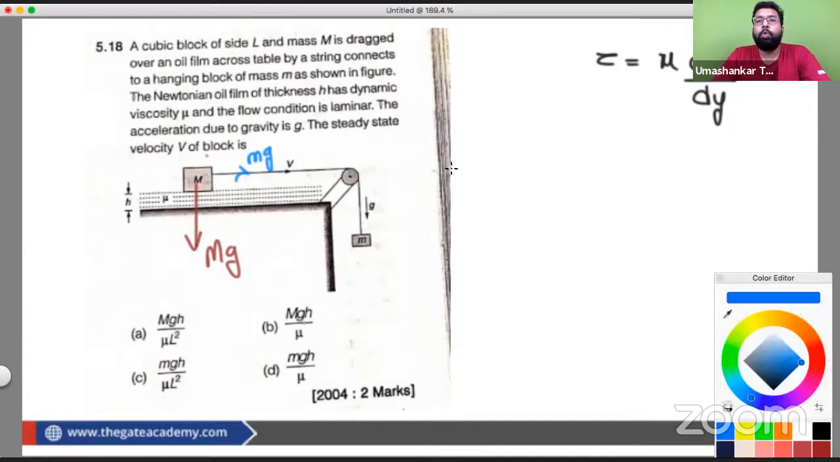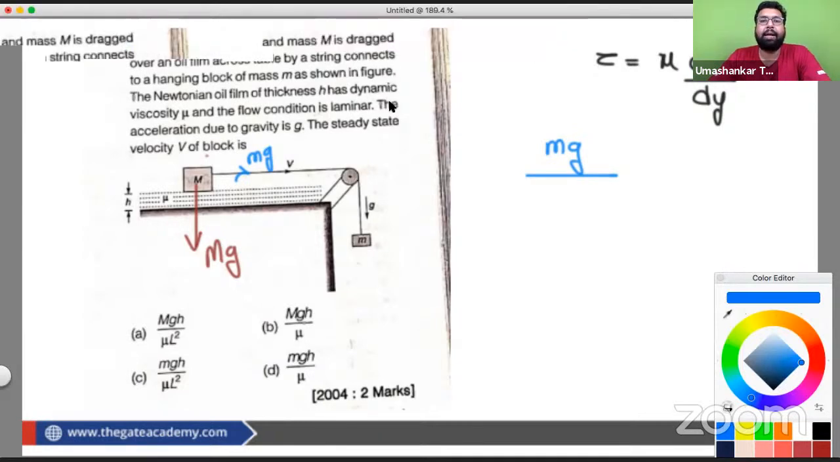But what we have learned, beta, is that in Newton's law of viscosity, what force must we be using? Shall we be using capital M or small m? You must say, sir, we learned that the force we need to use here must be parallel to the direction of velocity. So we have this mg.